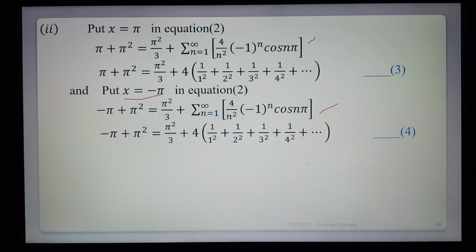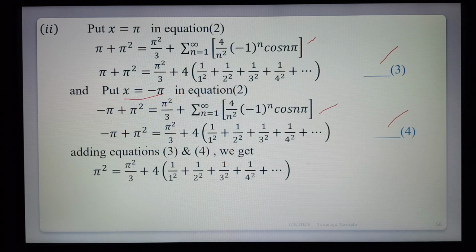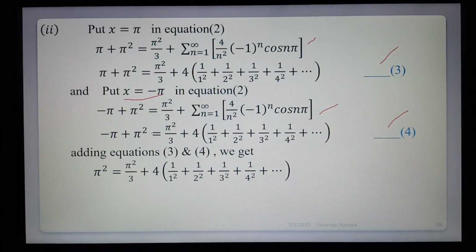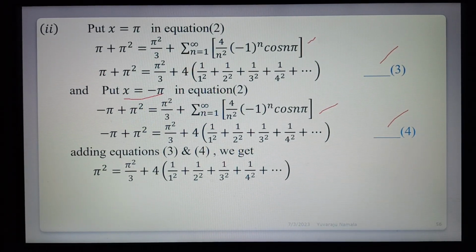So adding equation 3 and 4. Equation 3 and equation 4 adding, and before adding, pi cancels. 2 pi squared. So that is equal to here, pi cancel, pi squared on the left, pi squared by 3 plus 4, adding 2 on both sides, so 2 cancels directly. Pi squared is equal to pi squared by 3 plus 4 into 1 by 1 squared plus 1 by 2 squared plus and so on.